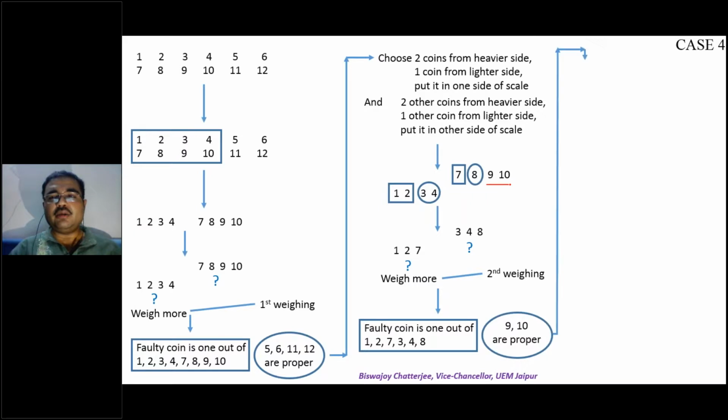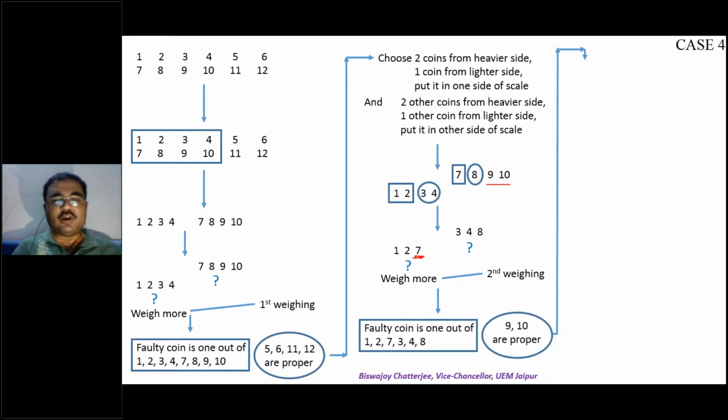How to go ahead? Faulty coin is 1 out of 1, 2, 7, 3, 4, 8. 9 and 10 are proper. How to go ahead now? See, how to go ahead is very interesting. I will tell you. I'll just try to explain it like this. Please, for the understanding sake, let us assume 7 is the faulty coin. The approach is, I will assume 7 to be the faulty coin and show that it is not possible.